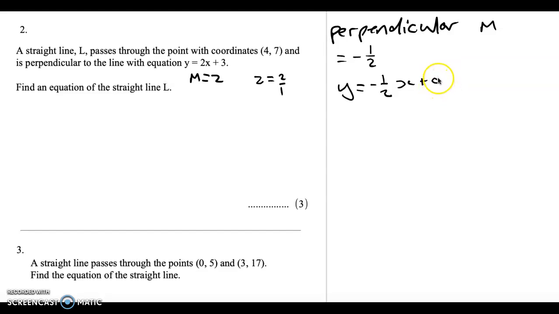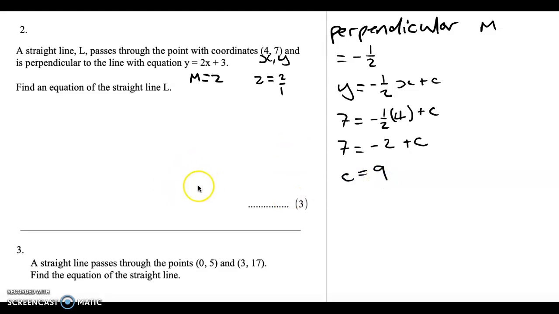Now we want to find c, so to find c we just plug our coordinates in. x is 4 and y is 7, so we've got 7 equals minus a half times 4 plus c. So 7 equals minus 2 plus c. Add 2 to both sides. c equals 9. So our line is y equals minus a half x plus 9.